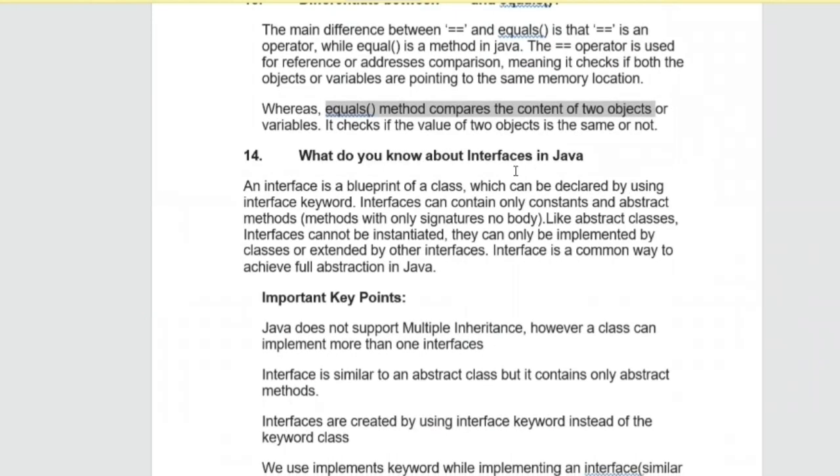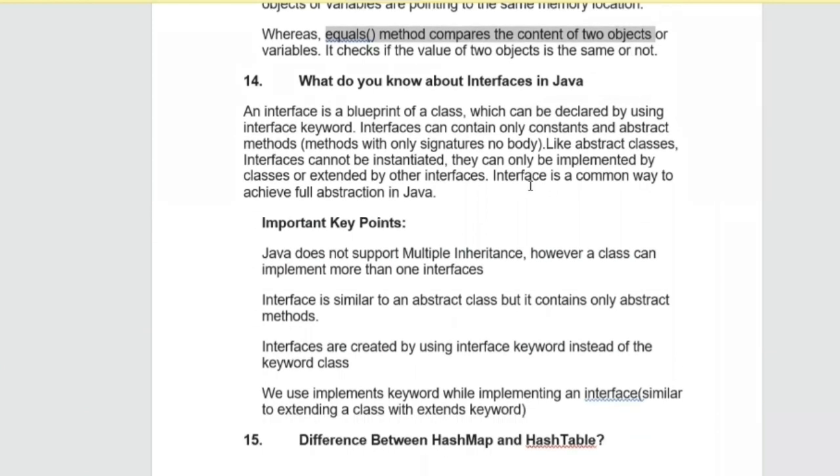The next question is, what do you know about interfaces in Java? An interface is a blueprint of a class, which can be declared by using the interface keyword. An interface can contain only constants and abstract methods. That means 100% abstract methods only in an interface. There are no fully defined methods available in an interface. Like abstract classes, interfaces cannot be instantiated. That means you cannot create an object for an interface as well. They can only be implemented by classes or extended by other interfaces.